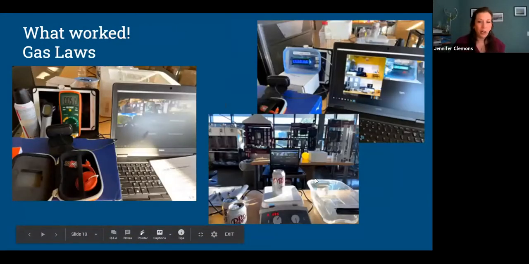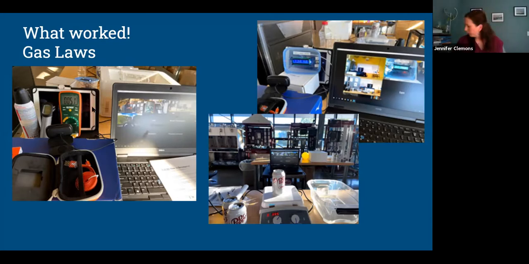So what really worked, this was a gas laws activity that actually really worked. Again, I'm in the lab, the students are not. What I have going on over here is a can of compressed air that you use to clean computers. We've attached a thermocouple to it so we can see, as you're pressing the button, the temperature decrease. It gets colder. We're collecting data on a couple different things.